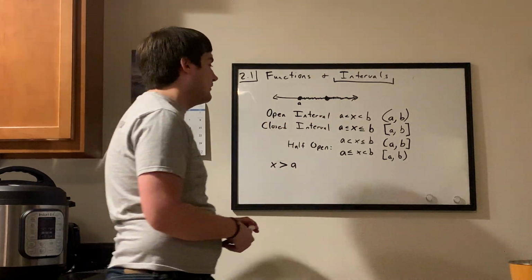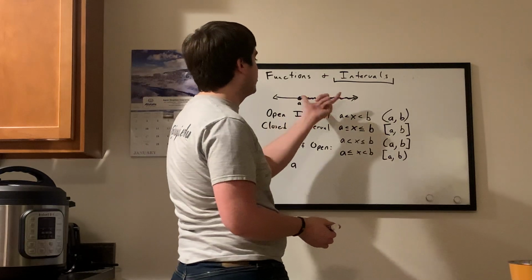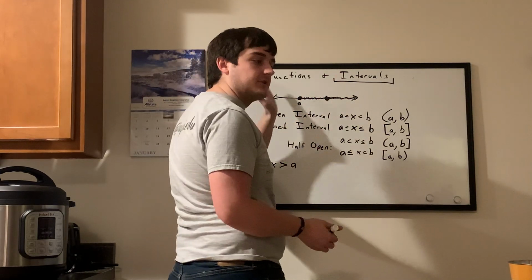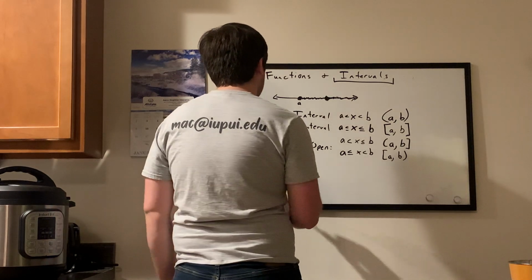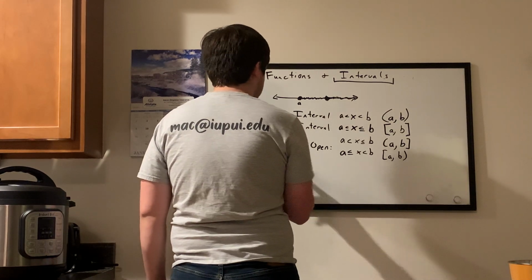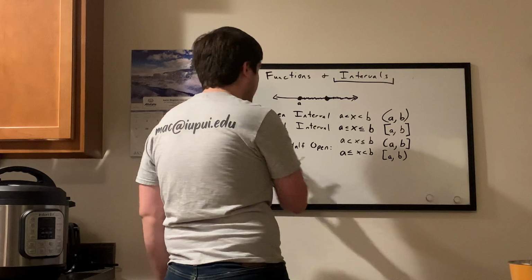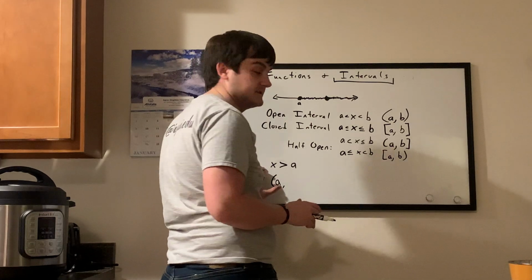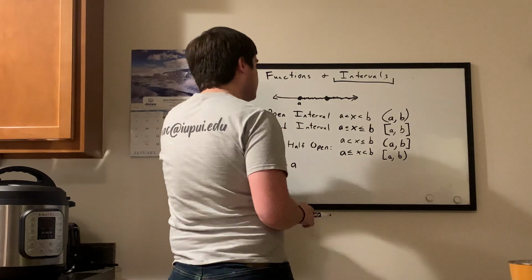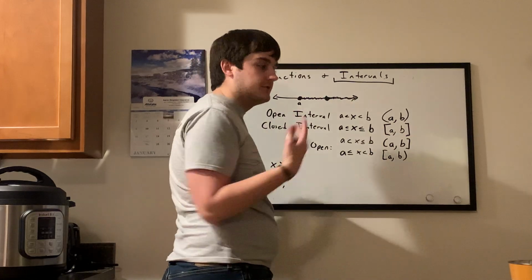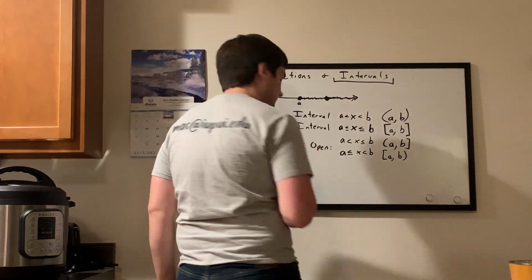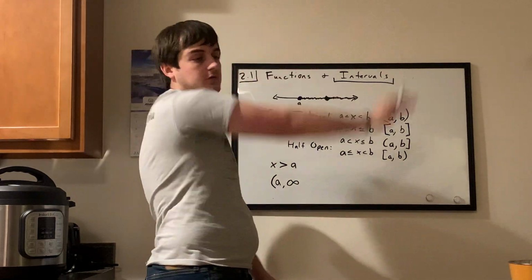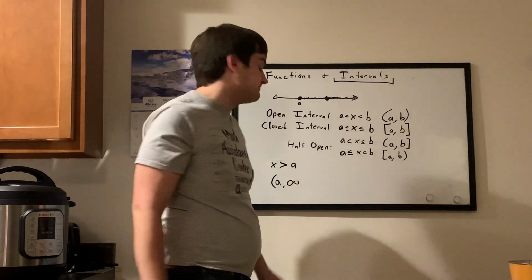Well, in this case, how I would write this is, looking at my line, A is on the left. So I'm going to put A as the left bit, and this is open, there's no equals to on here, so it's going to be a parenthesis. Now, when I go all the way to the right, the way I denote that is I put infinity. That says I go all the way that way and I include everything that way.